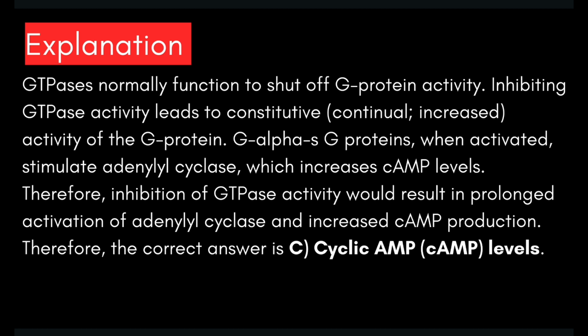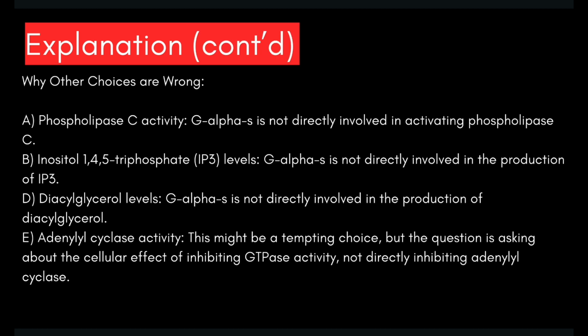Therefore, the correct answer here is C. Cyclic AMP levels would be the most likely to increase in the cell as a result of the toxin. Let's go down and break down why the other answer choices are wrong. So we have phospholipase C activity. G-alpha S is not directly involved in activating phospholipase C.